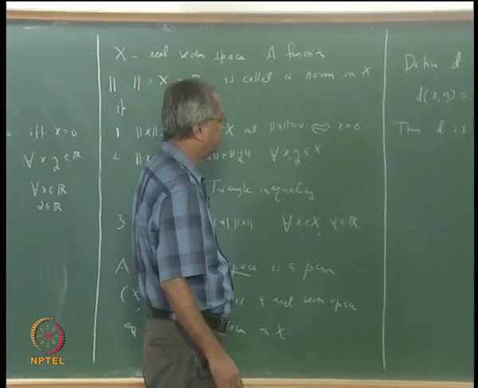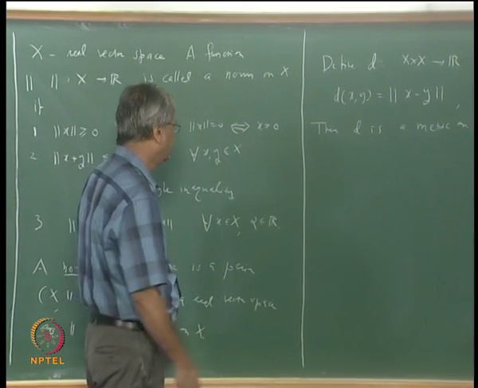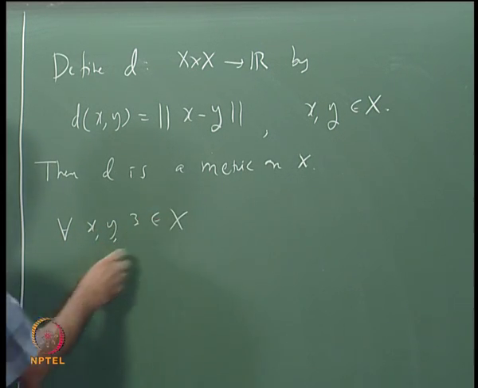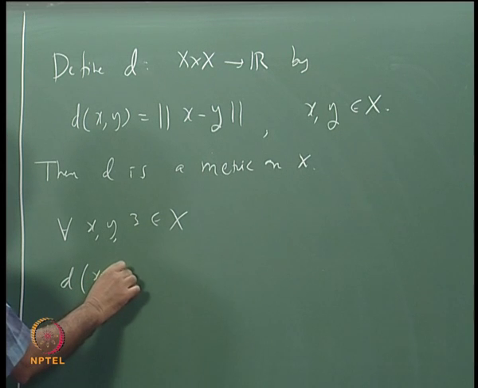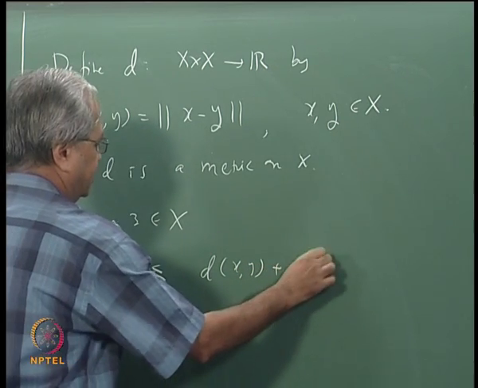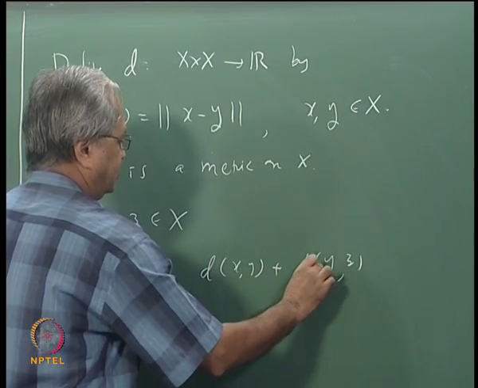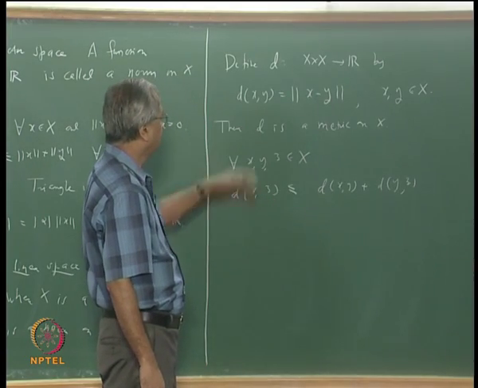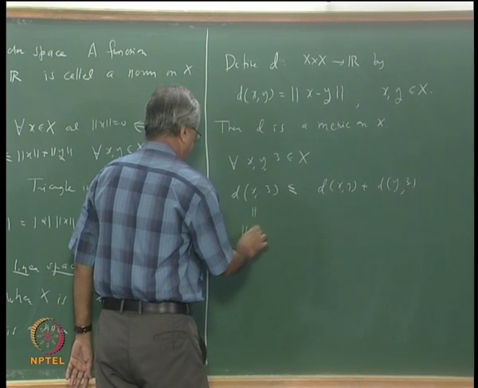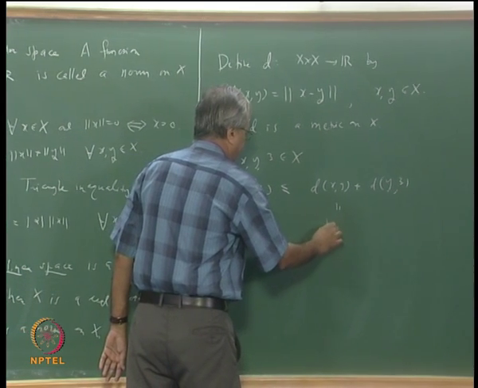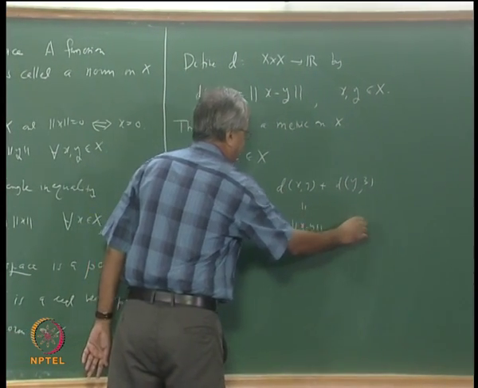And what is another thing required? You require that for all x, y, z in X, d(x,z) should be less than or equal to d(x,y) plus d(y,z). And this is what you call the triangular inequality in metric spaces. Now what is d(x,z)? This is norm of x minus z. What about d(x,y)? Norm of x minus y, and this is norm of y minus z.